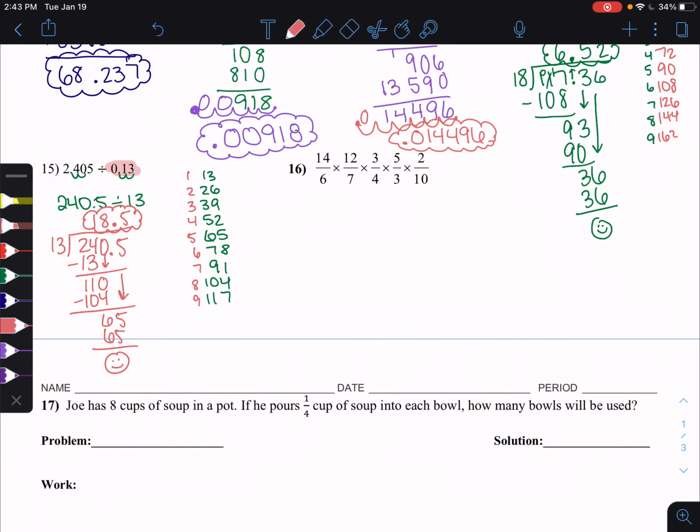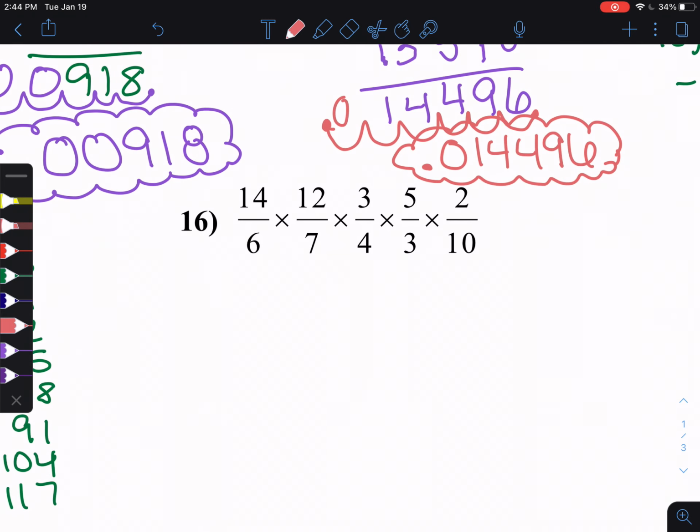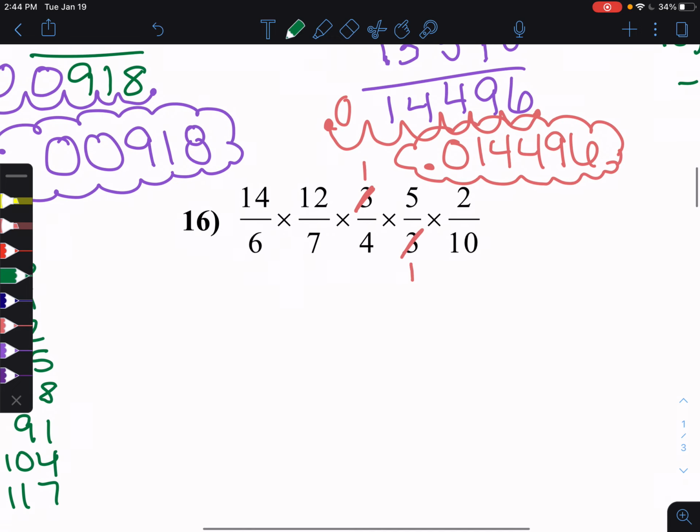Number 16 is just all of your cross canceling. So I'm going to cancel out things that are the same first. The 3s are the same, so those become 1s. So now I'm going to do the rest of my canceling because those are the only ones that are the same. So 14 and 7 have a 7 in common. 12 and 6 have a 6 in common. 5 and 10 have a 5 in common. 2 and 4 have a 2 in common.